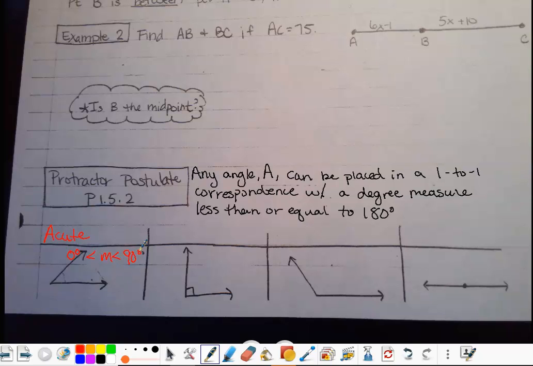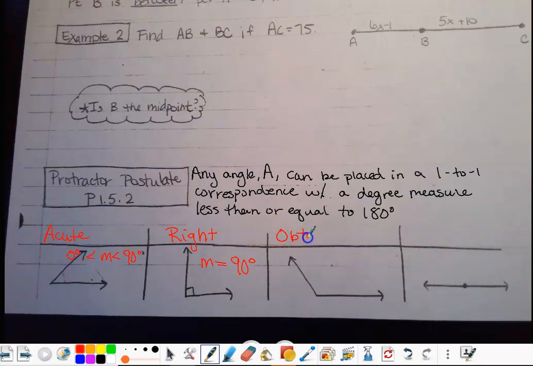Next one's a right angle. What do we know about the measure of a right angle? It's 90 degrees. It equals 90 degrees. Must be equal. No less than symbol there, right? Good.